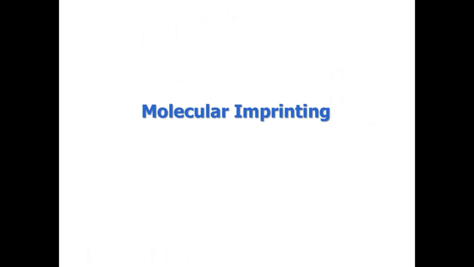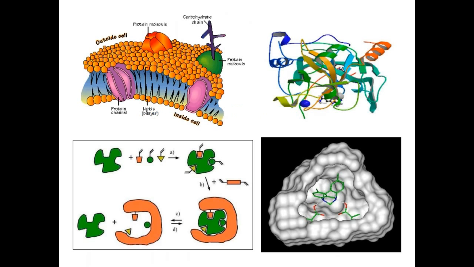molecular imprinting. So in molecular imprinting, we utilize techniques like cross-linking, polymerization, electropolymerization to mimic enzymes or receptors, where enzymes and receptors are very specific for a molecule that binds to the surface cavity, as shown here, and then it elicits a response or a catalytic effect.